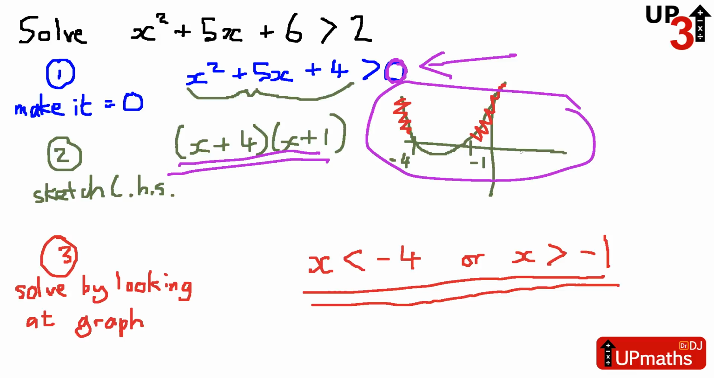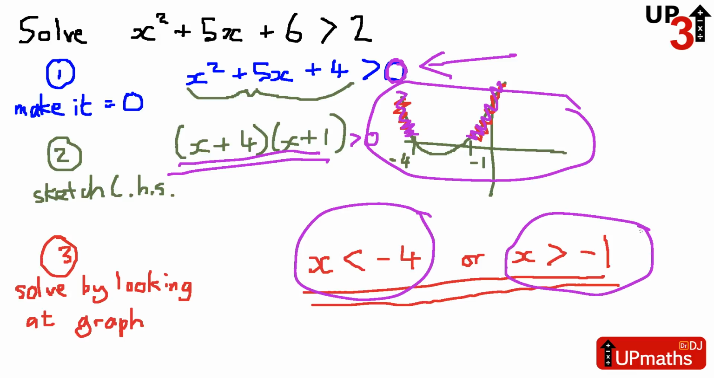And then by looking at the graph, I worked out, where is this greater than 0? Because that's what we're after. And I've coloured it in here where it's greater than 0. So that's in two spots, where x is less than -4 and where x is greater than -1.